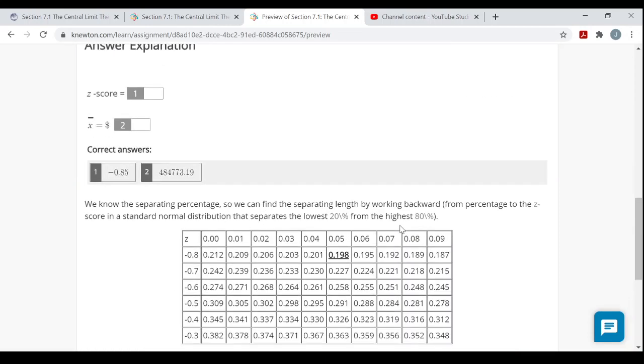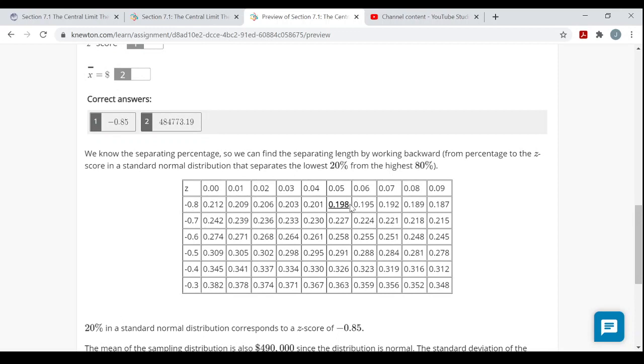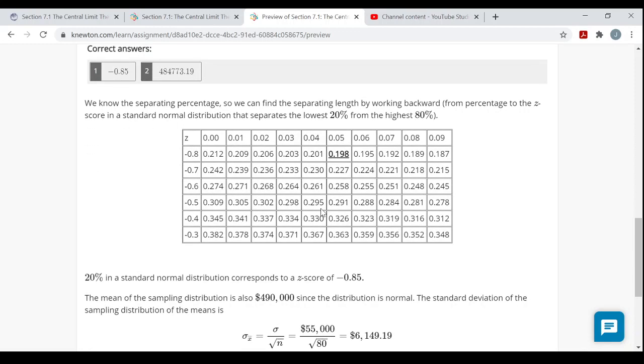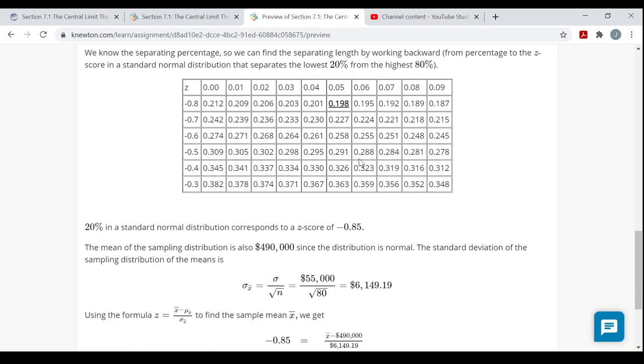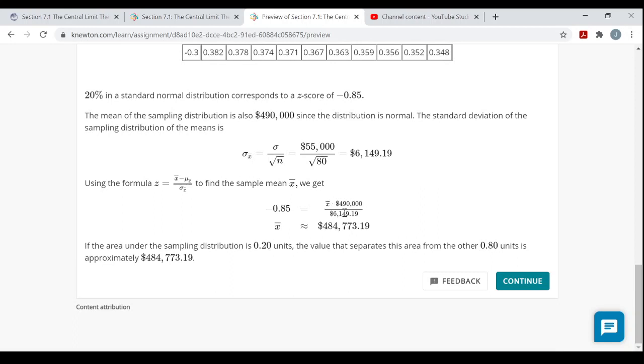Yeah, so look, they used negative 0.85 instead of negative 0.84. So it looks like they're doing Price is Right rules, which means get as close to but without going over. So when I use negative 0.84 here, that's 20.1%, which was over 20% to the left, but they want 20% to the left, so they went the closest without going over. And then they did all the same stuff where they multiply.